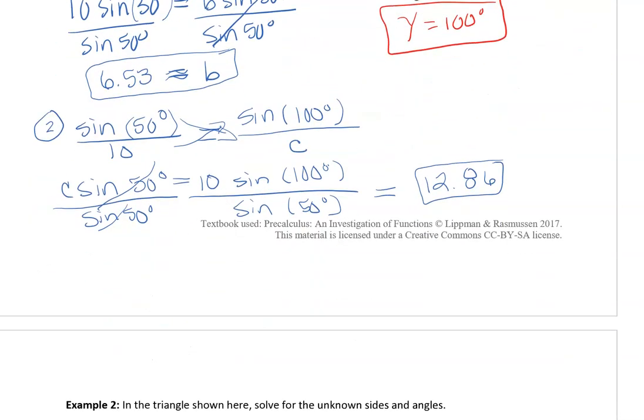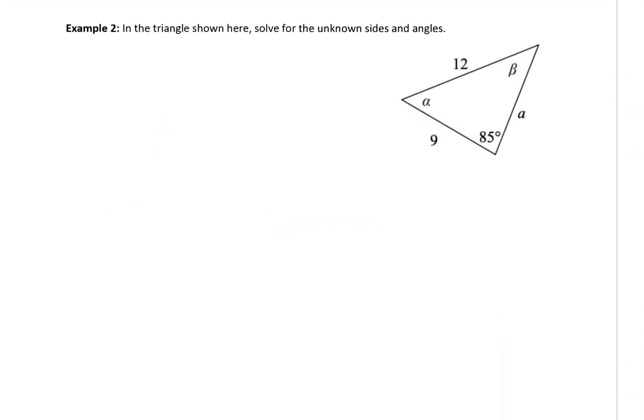Let's do another situation. Here's example 2. It says, in the triangle here, solve for the unknown sides and angles. So in this one, I have 2 sides and 1 angle, so I can't just start adding them up and find that missing one. So I'm just going to work with the ratio that I know, and I am going to pivot off of this one here, the fact that I have sine of 85 and 12. That's going to be the one that I pivot off of in order to find some missing stuff. And so this will be step 1 for us.